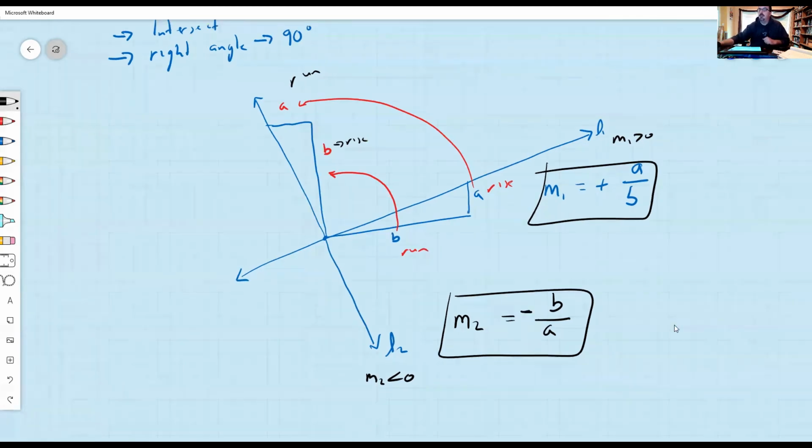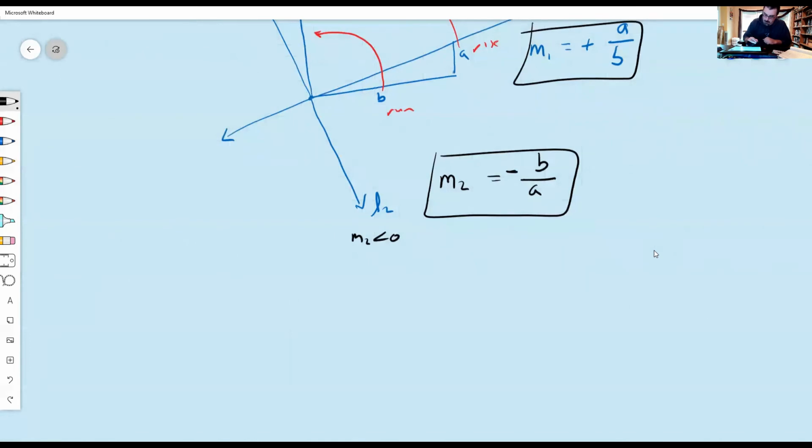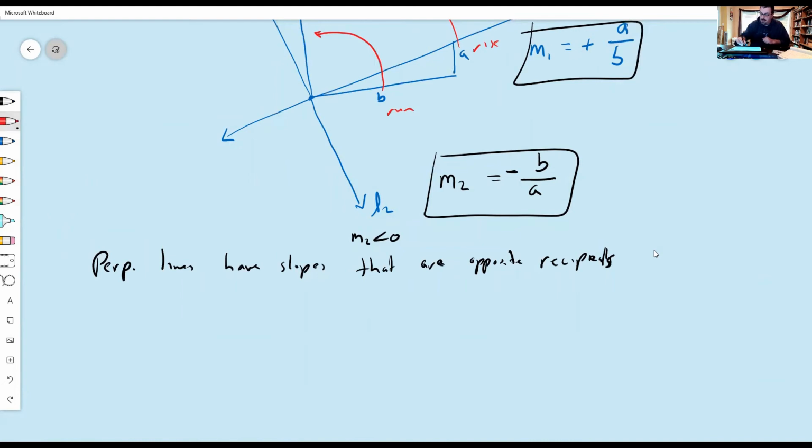So let's say this. Perpendicular lines have slopes that are opposite reciprocals. So again, opposite means you're going to switch the plus minus. Reciprocal means you're going to flip the fraction.